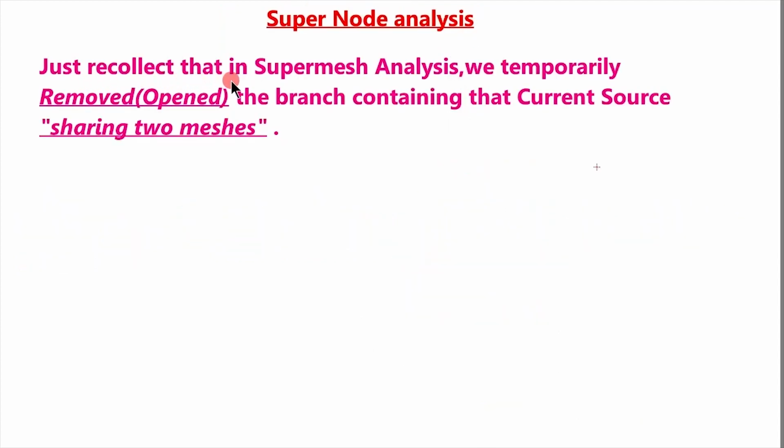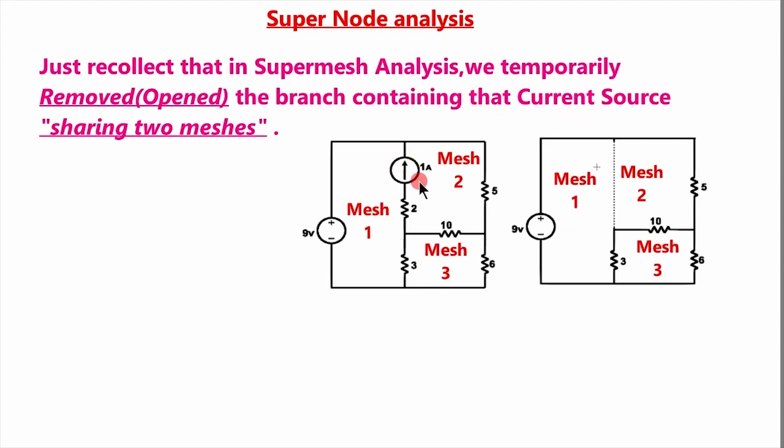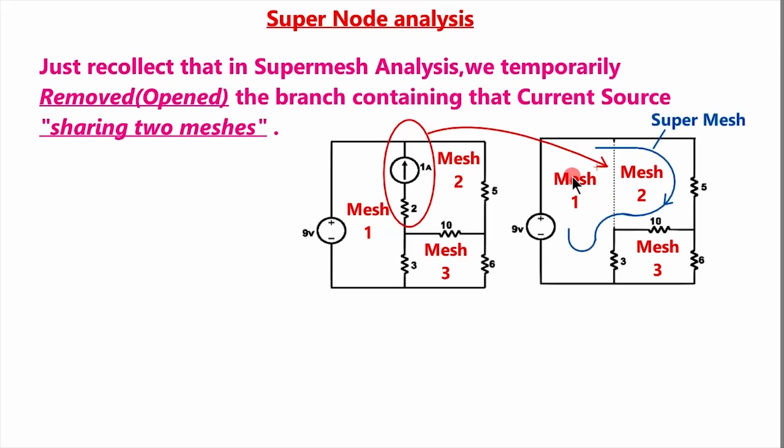See, just to recollect, in super mesh analysis we temporarily removed, that is opened, the branch containing that current source sharing two meshes. See, this current source was coming in between mesh 1 and mesh 2 like this. What have we done? We have opened that path. Now between mesh 1 and mesh 2 there came a super mesh.